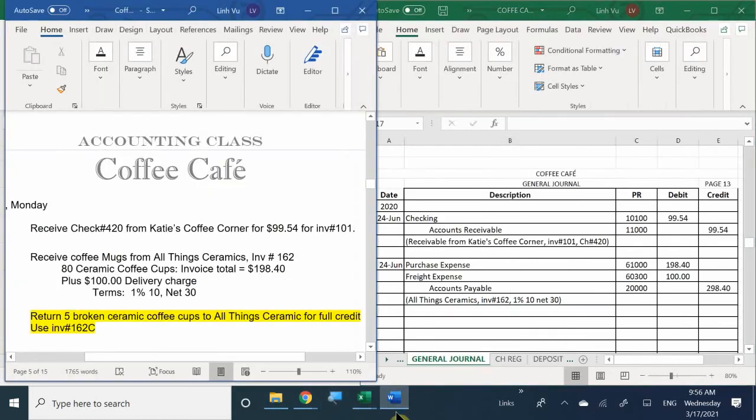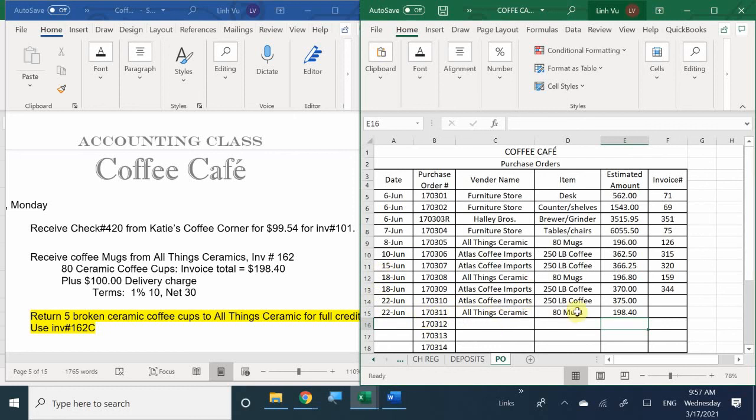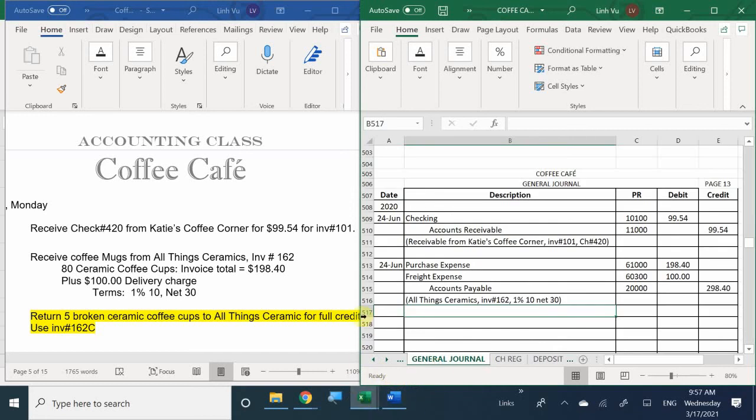Okay, so one last thing that we have to do. What's the one last thing that we have to do? Add in the purchase order. Yes, we have to verify that we received the inventory items, okay? So here we are, purchase orders for those 80 coffee mugs. We received it. It was invoice number 162. Good. We already updated our inventory. We updated the journal ledger and subsidiary ledger.